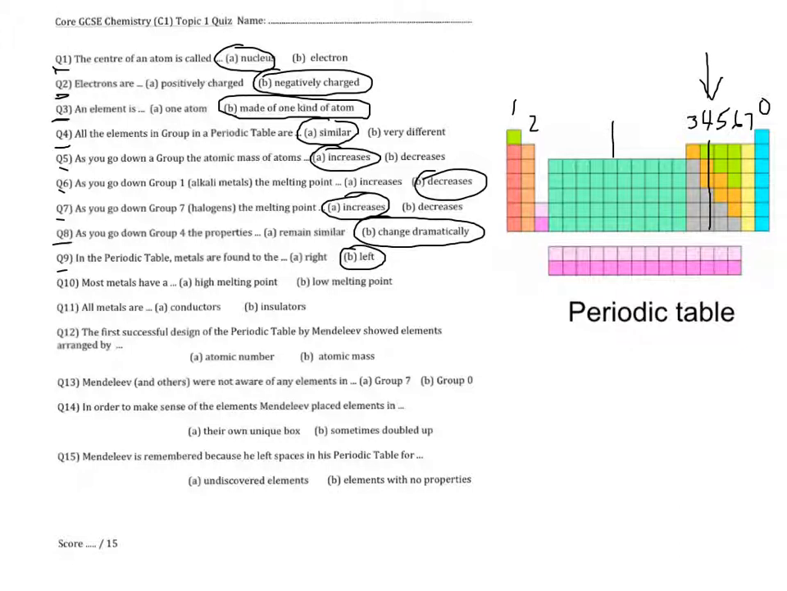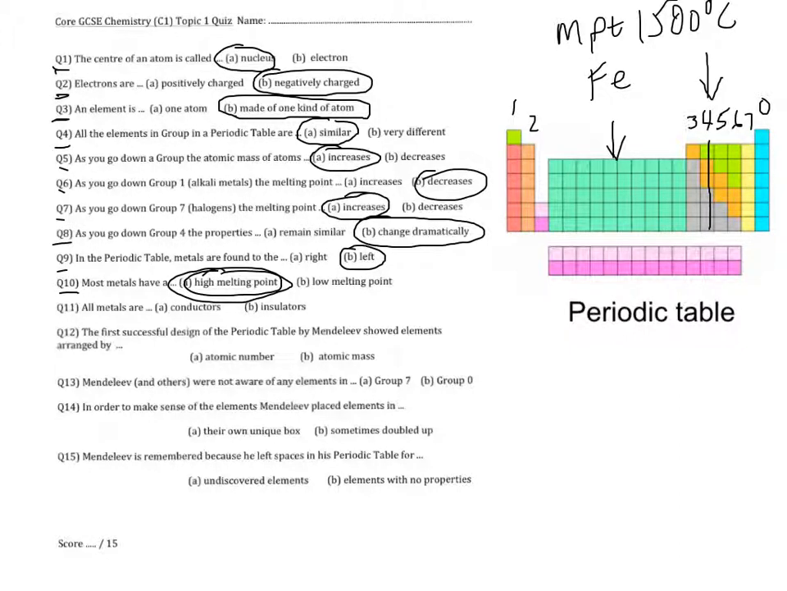Iron is around about here in the periodic table, and its melting point is 1500 degrees C, which makes most metals have a high melting point. The most often used property of metals is that they are good conductors of both heat and electricity.